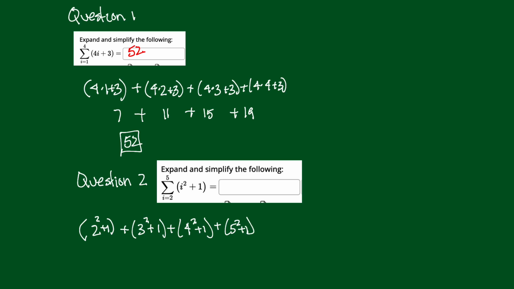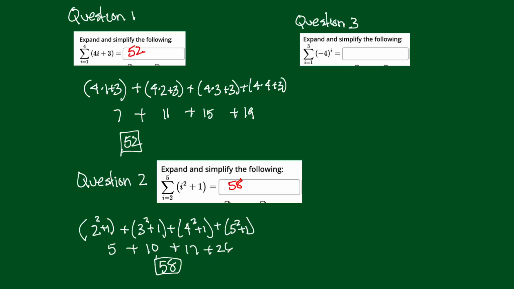So 2 squared plus 1, go left to right. 2 squared is 4, plus 1 is 5, plus there's 9 and 1 is 10, plus 16 and 1 is 17, 25 and 1 is 26, and when I add those up, I'm getting 58. All right, so I'm going to claim now that this is equal to 58.